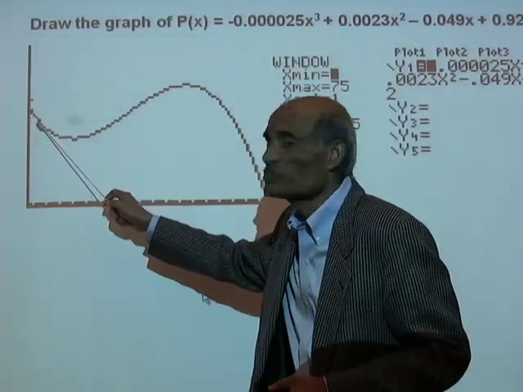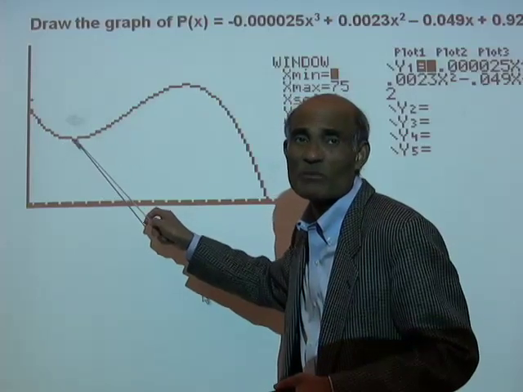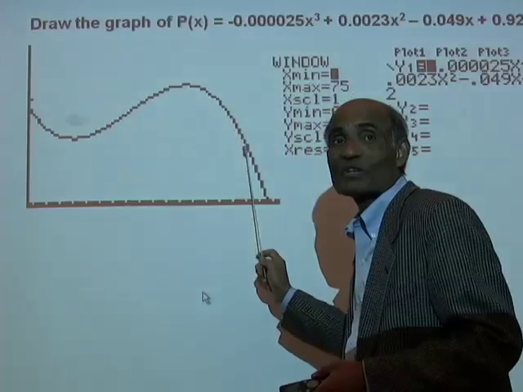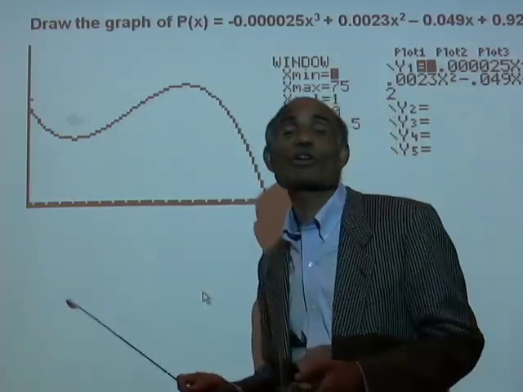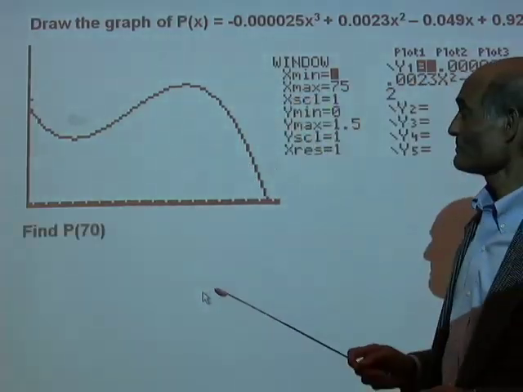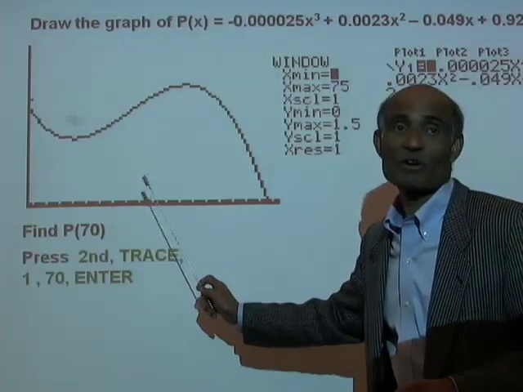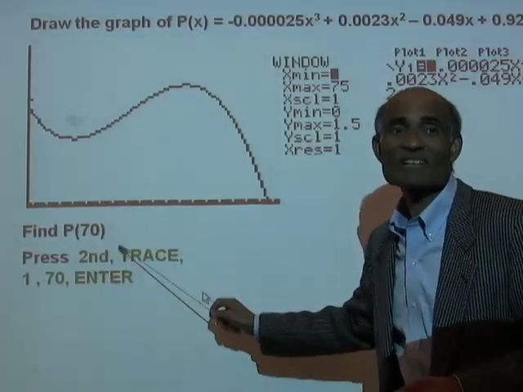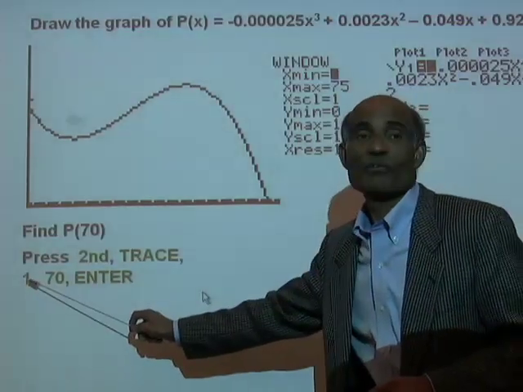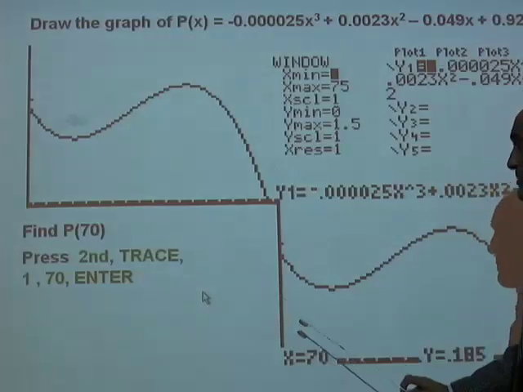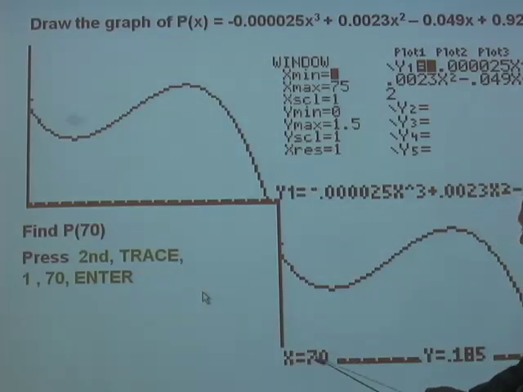The rate decreased to a minimum, then increased, and then now it is almost a free fall in the last 20 years. Find P of 70. Follow this keystroke. Press second trace, 70 and enter. It will give you x equal to 70, y equal to 0.185.